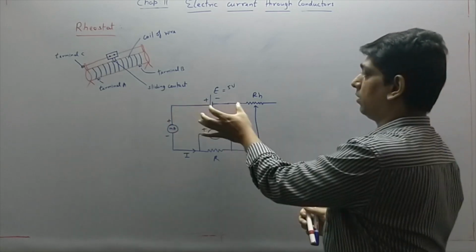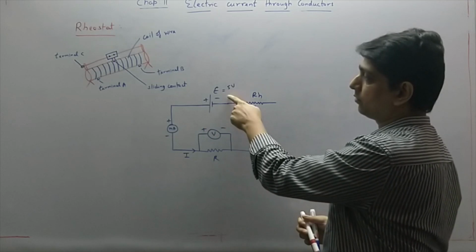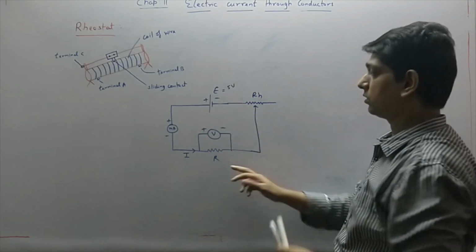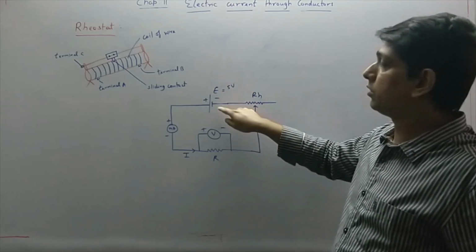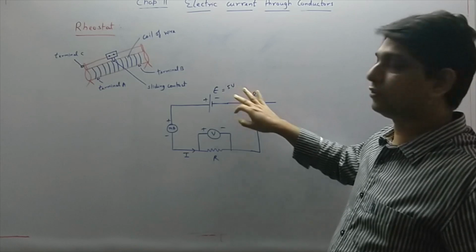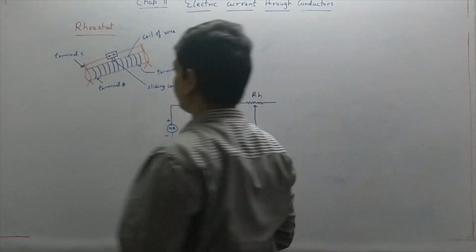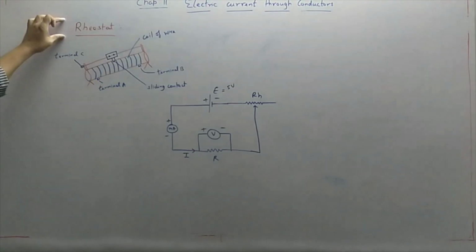If E is 5 volts, it is going to operate from 0. You can give 1 volt, 2 volt, 3 volt, 4 volt, up to 5 volt, because the maximum voltage of the battery is 5 volts. So up to 5 volts you can vary this and change the EMF. So this is your rheostat, basically an adjustable resistor.